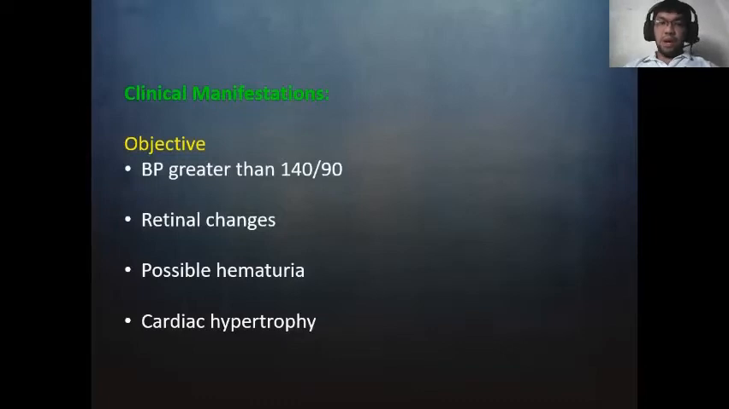Objective clinical manifestations, of course, blood pressure that is greater than 140 over 90 millimeters of mercury, retinal changes, but that is already for late stage of hypertension, possible hematuria, and cardiac hypertrophy if hypertension is left untreated.